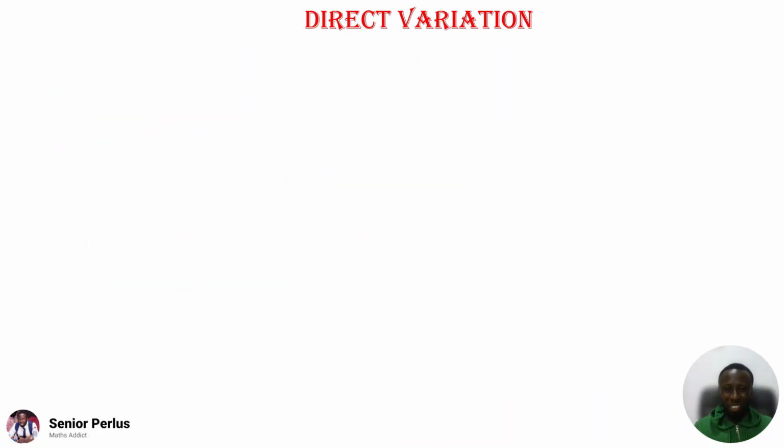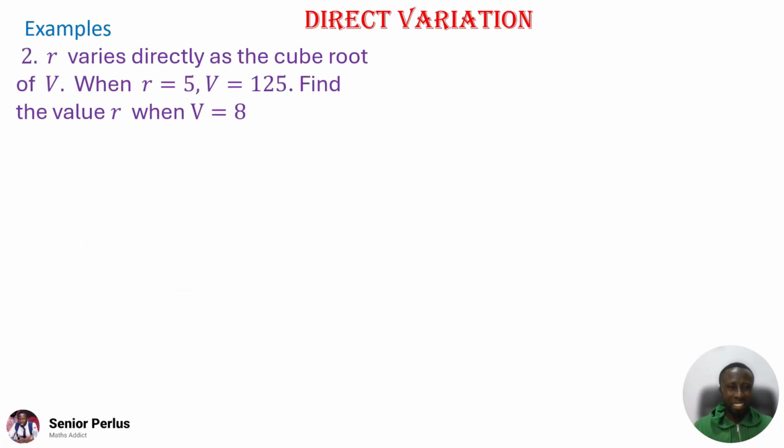Example 2 on direct variation. R varies directly as the cube root of V. When R is 5, V is 125. Find the value of R when V is 8. So this is the question, and now the solution.